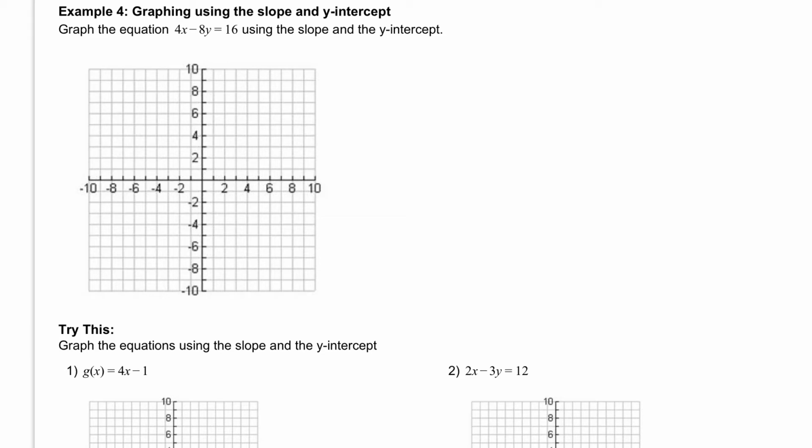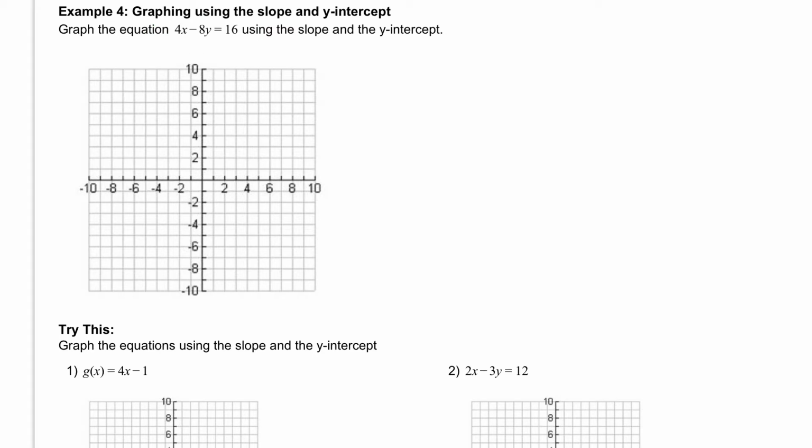In example 4, we're going to go ahead and graph the equation 4x minus 8y equals 16, and we're going to use the shortcut by using the slope and the y-intercept. Now, this one's a little bit different than the example above because y is not already by itself. So we actually have to solve for y first.